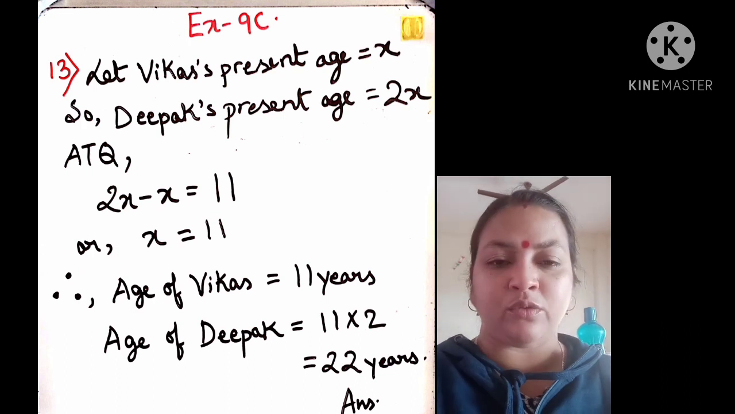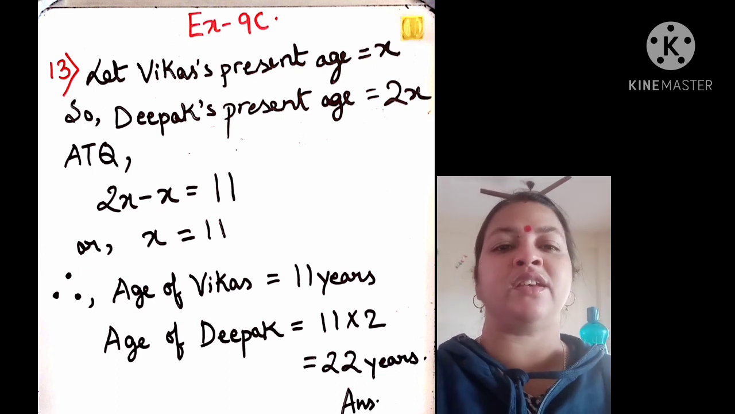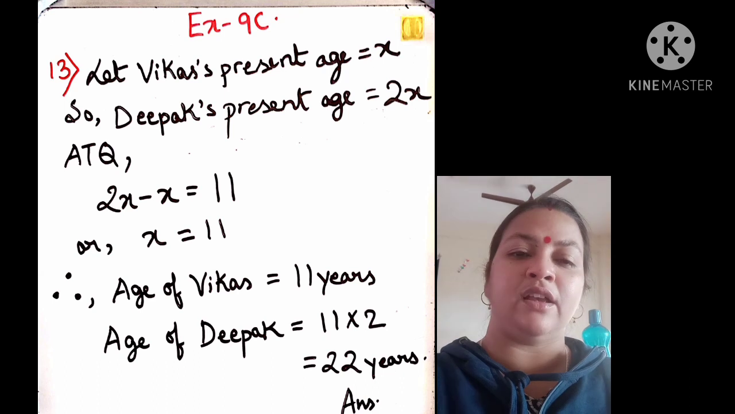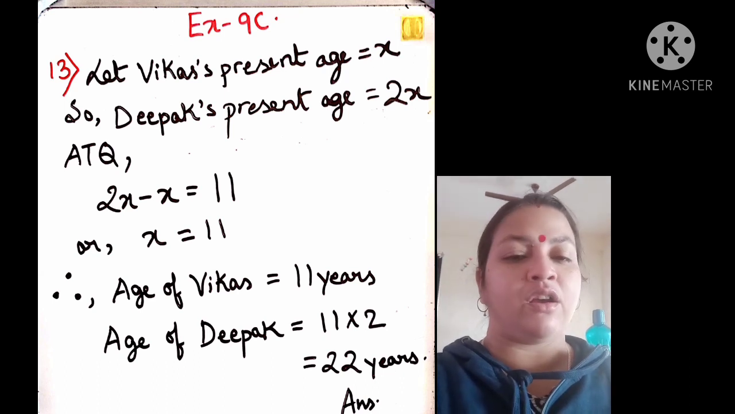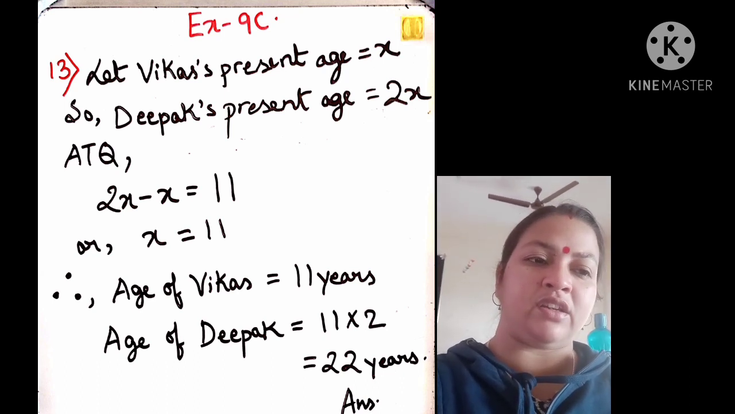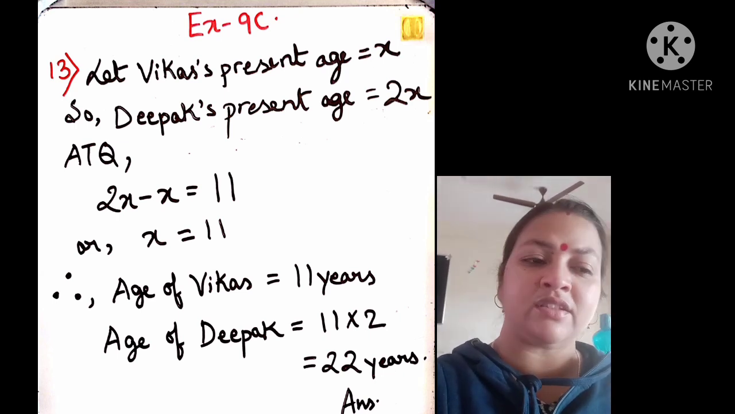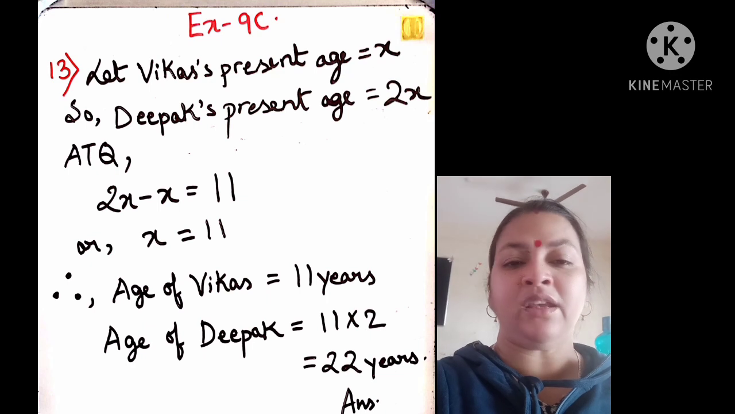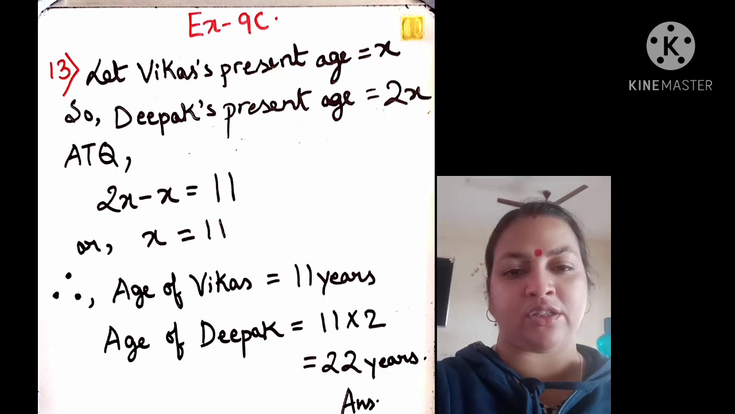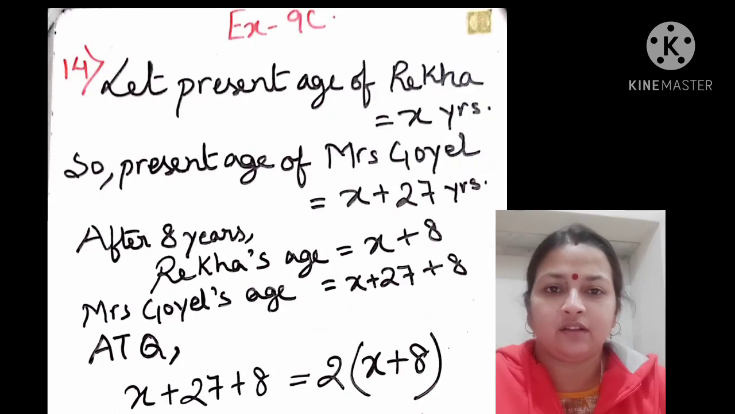So ATQ, that is, according to the question, 2x minus x is 11 years. So 2x minus x is x, or x is equal to 11 years. That means Vikas's age is 11 years and the age of Deepak will be 11 into 2, that is 22 years. Okay, let's do the next question.